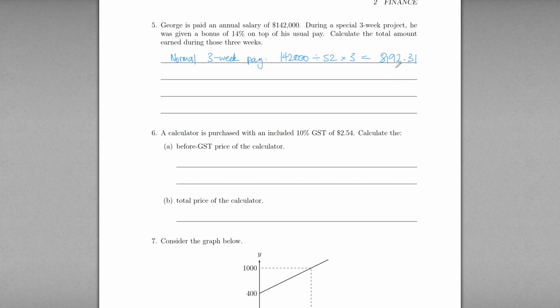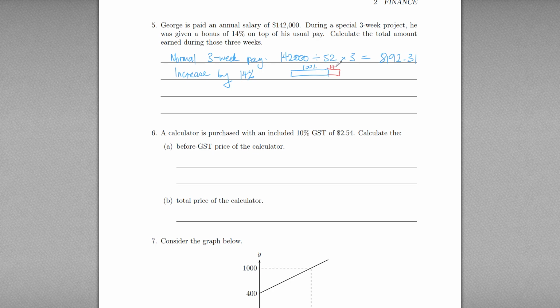Now I'm going to get that number and keep it in my calculator. So now we have a bonus of 14%, which means we need to increase by 14%. Okay, so once again we can think of 100% increased by 14%. I might do this a bit quicker now because we've done this quite a few times.